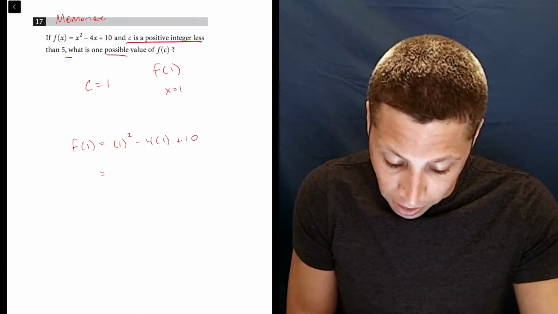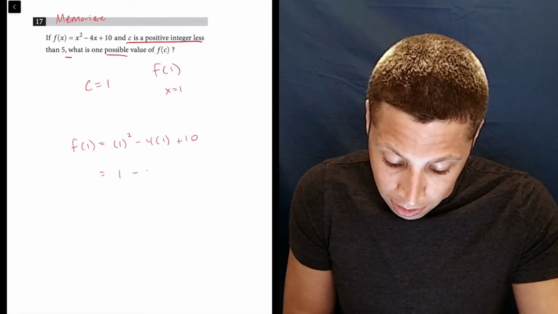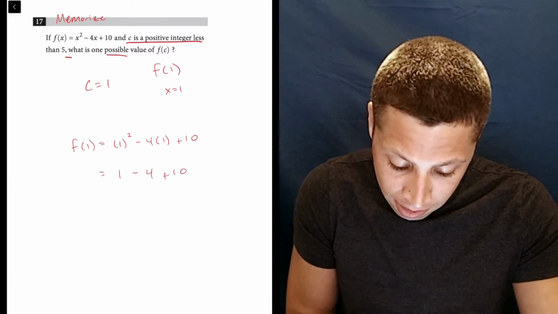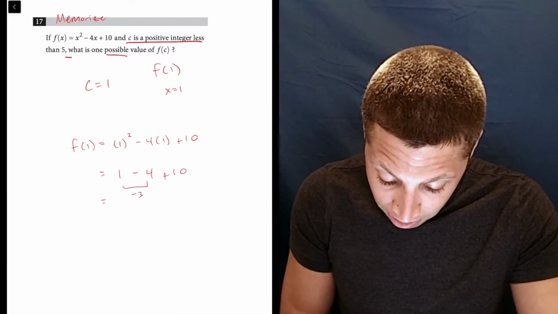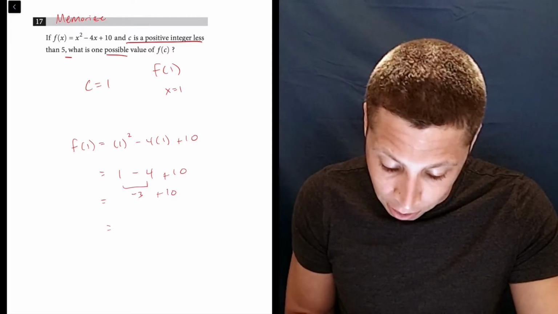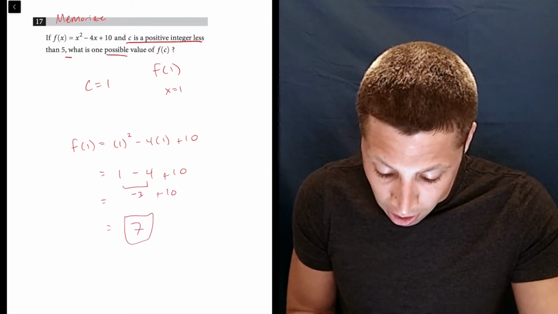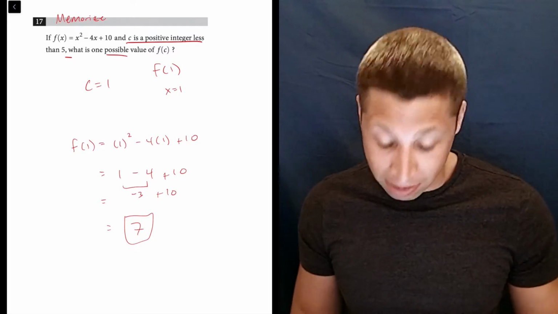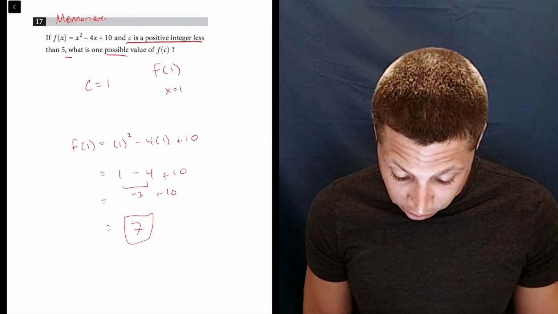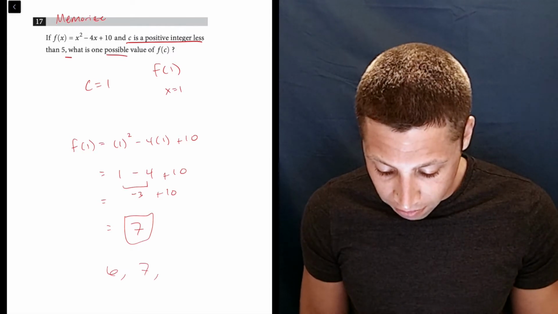So just simplify it now. 1 squared is 1, minus 4 plus 10. 1 minus 4 is negative 3. Plus 10, that comes out to 7. And that's an answer. So there you go. You can just bubble that and be done. There are other possible values. In fact, all of the values that work are going to be 6, 7, and 10.